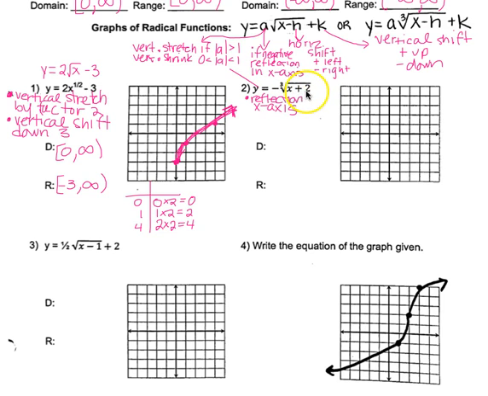Then I've got this +2, which is underneath this time. So that's an H value. So that's a horizontal shift left 2. Now, you need to make sure you pay attention to which parent we have. This is a cube root, so this is going to have the double branches.